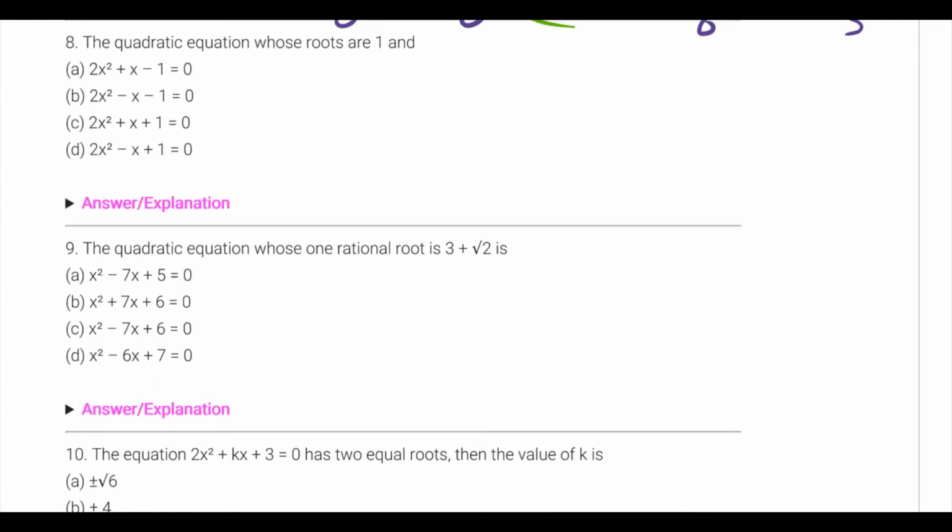The quadratic equation whose roots are 1. So there's a printing mistake here. We'll skip this question.